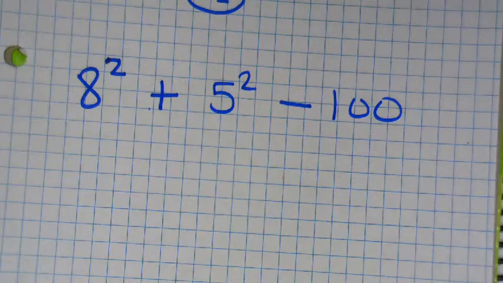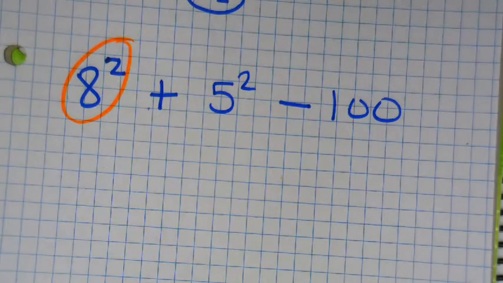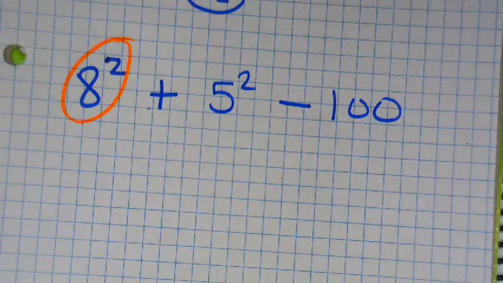8 times 8. What's 8 times 8? 64. What's 5 squared? 25. And then I have to subtract 100. Do I add or subtract? Add. So what is 8 squared? 64. Good. What's 25 squared?